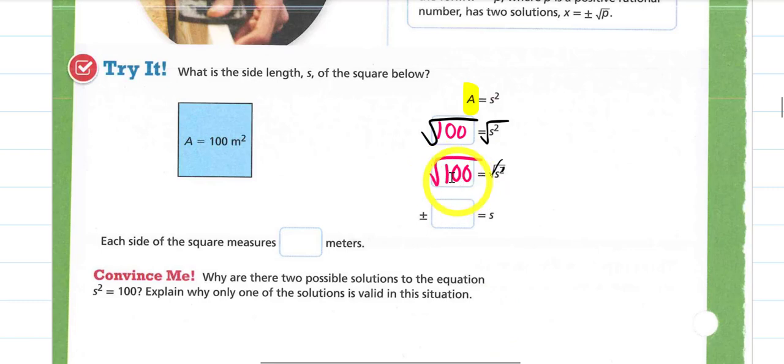And now we just take the square root of 100. We know that the positive and the negative root of 100 is 10. And that tells us that each side of the square measures 10 meters. And we're just going to put a positive 10 there. All right, this is similar to how you're going to be entering the answers when you start working on the Realize. So please take note of the way we're answering the questions now and put that in your notebook.